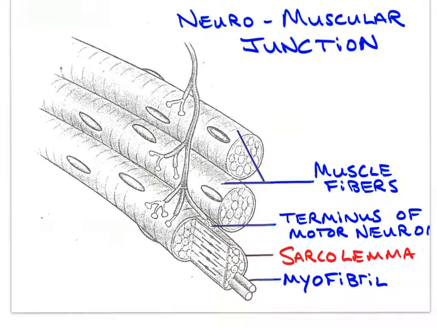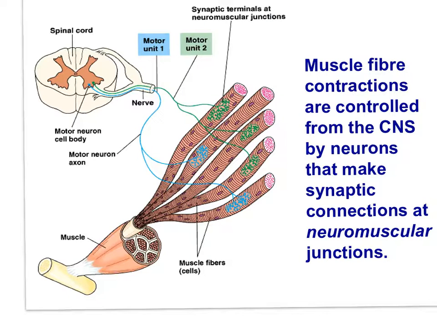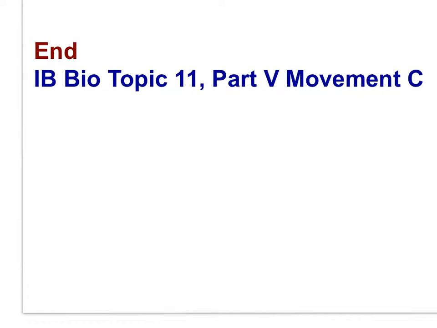You should be able to explain the contraction of sarcomeres to the extent of describing the roles of calcium, troponin, and tropomyosin. Muscle fiber contractions are controlled from the central nervous system by neurons that make synaptic connections at neuromuscular junctions. And that brings us to the end.